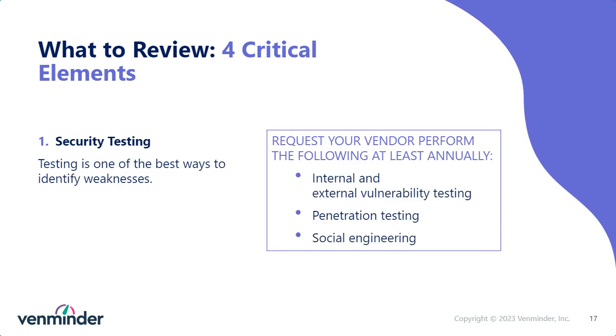Okay, so starting with security testing. This is a great way to identify weakness in a really tangible format. Your vendor's reported security testing should include regular, standardized pen testing or penetration testing of internal and external networks, as well as social engineering testing. You should also consider vulnerability scans and testing, as well as application testing. Social engineering testing should include things like simulated phishing emails and employee awareness tests.